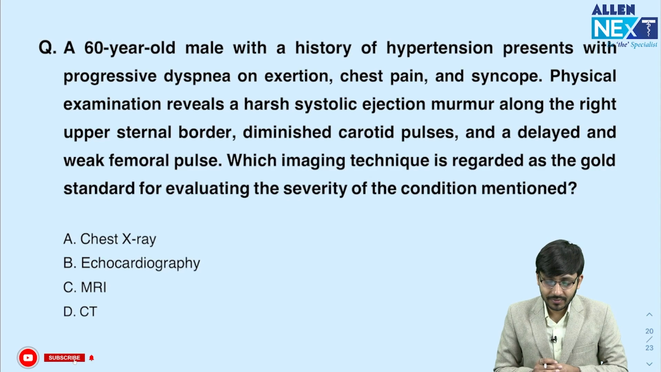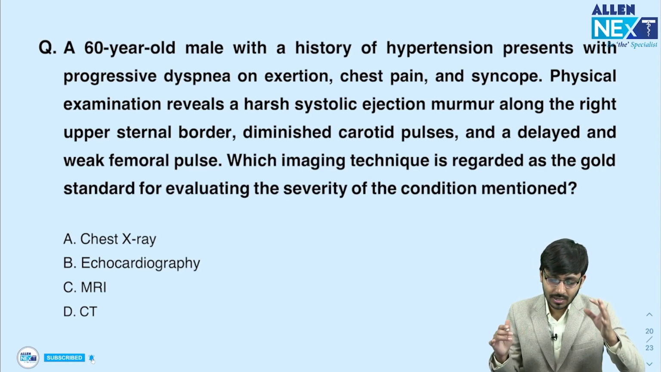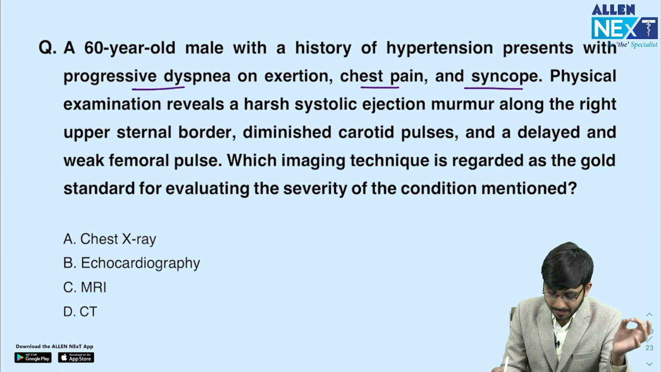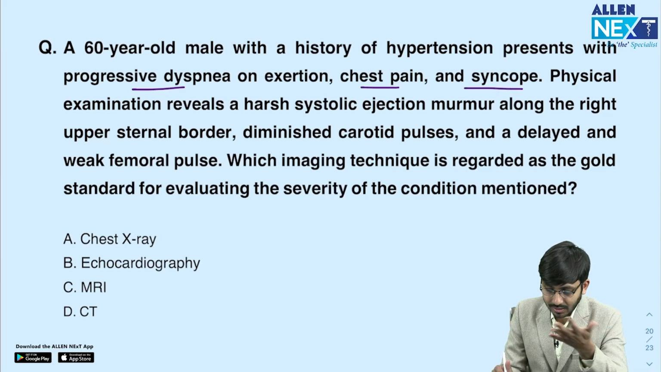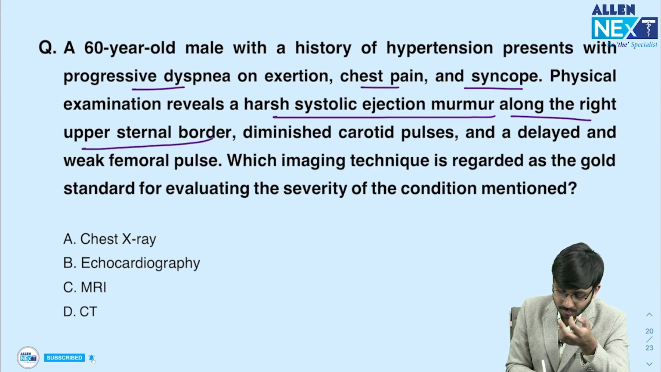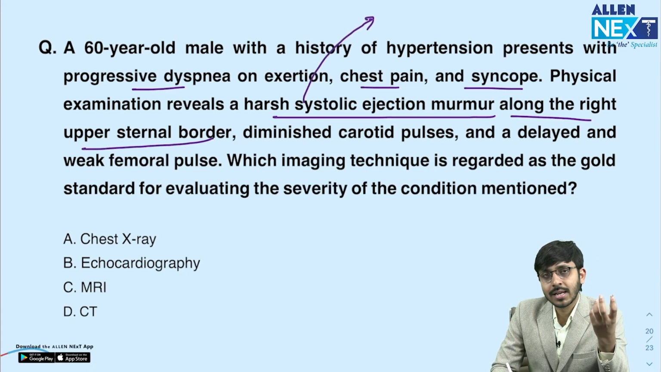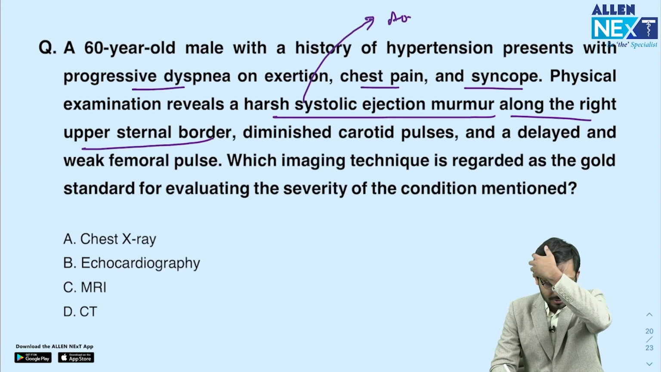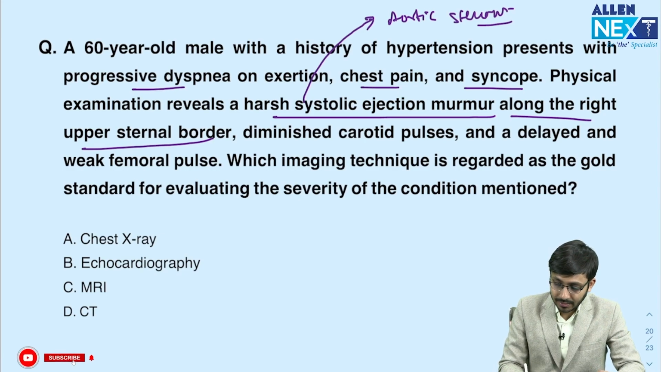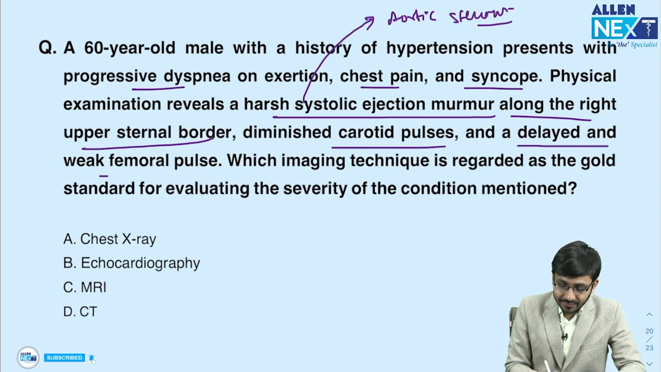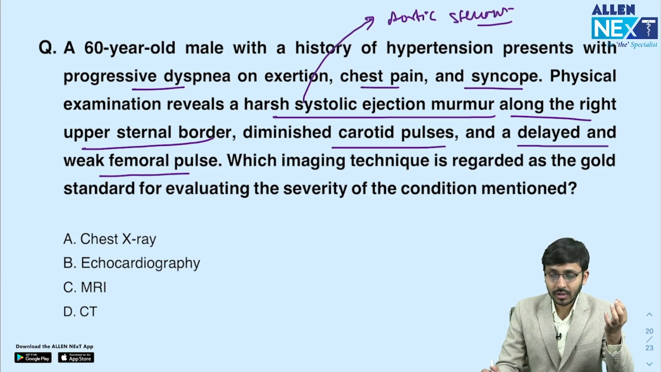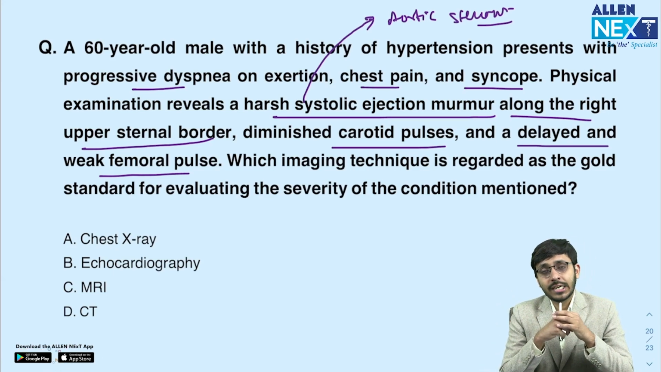A 60-year-old male with a history of hypertension presents with progressive dyspnea on exertion, chest pain and syncope. Physical examination reveals a harsh ejection systolic murmur along the right upper sternal border. Now, ejection systolic murmur is characteristic of aortic stenosis, right? A decreased carotid pulse and a delayed peak femoral pulse. Which imaging technique is regarded as the gold standard for evaluating the severity of the condition mentioned?